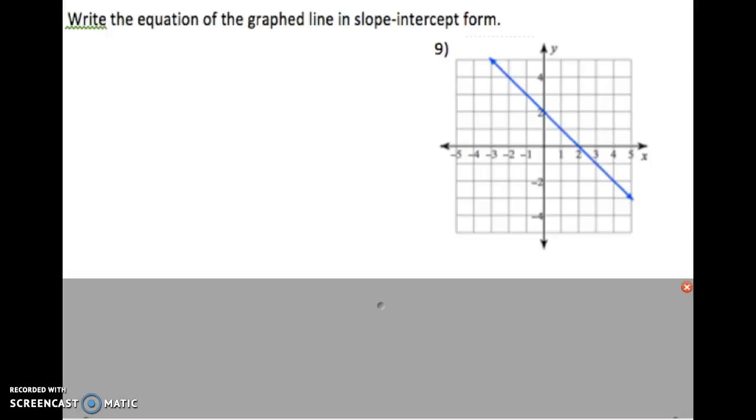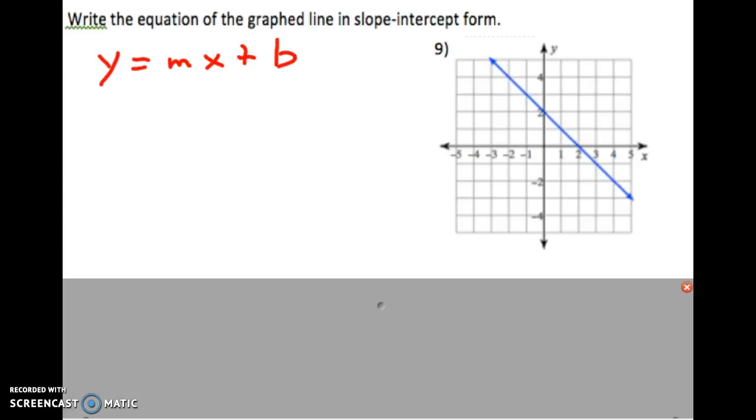Moving on with our Algebra 2 Unit 2 test review. We're going to take a look at problems 9, 10, and 11. We are going to be writing the equation of the line in slope-intercept form. So if you remember, slope-intercept form is y equals mx plus b.